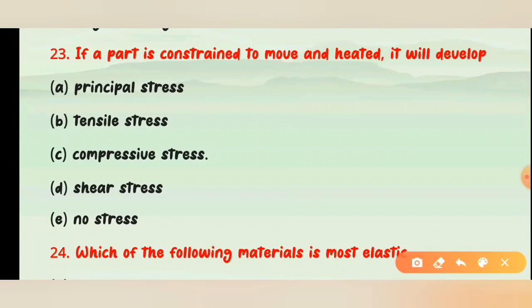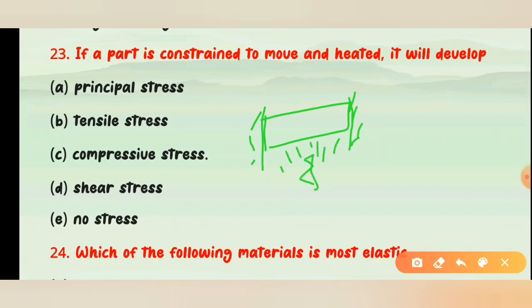Next, if a part is constrained to move and heated, suppose this is a part and it is constrained to move, and then this is heated, then there will be somewhat of an elongation. To prevent the elongation, some stress is induced. To prevent elongation, compressive stress is induced. If this constraint is not there, then no stress will be induced.